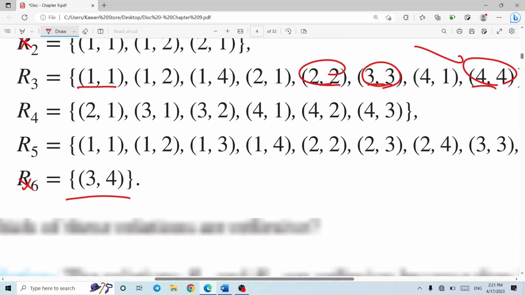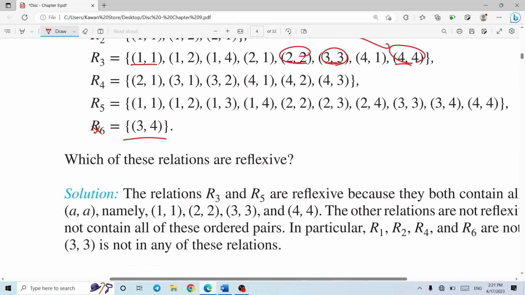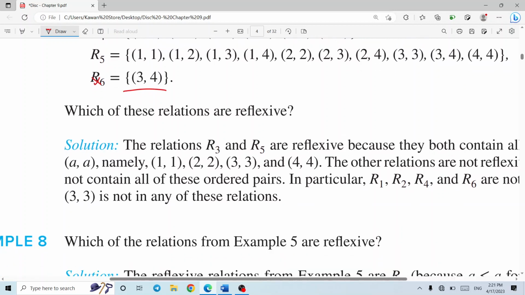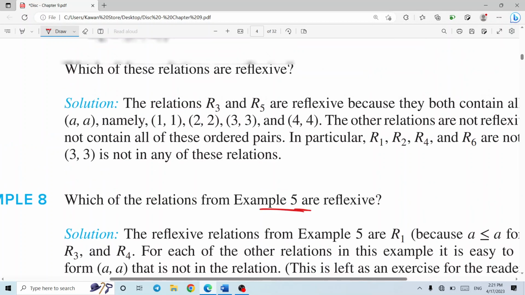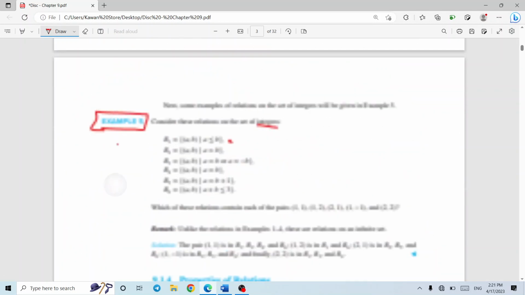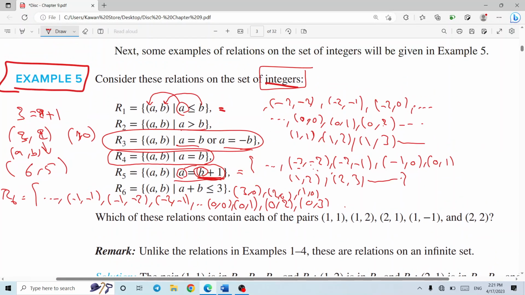Of course. Do you have any question about the first example? First definition? Dears? Hello? Good. How about example number 5? Can you imagine if they are reflexive or not? I'm going to example 5. R1 is reflexive? Because we have an equality, yes.